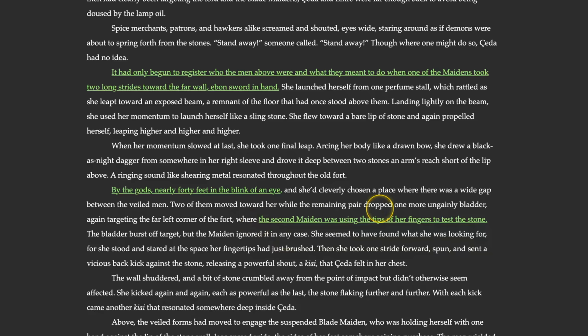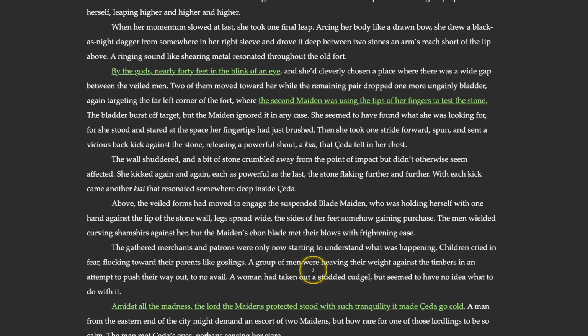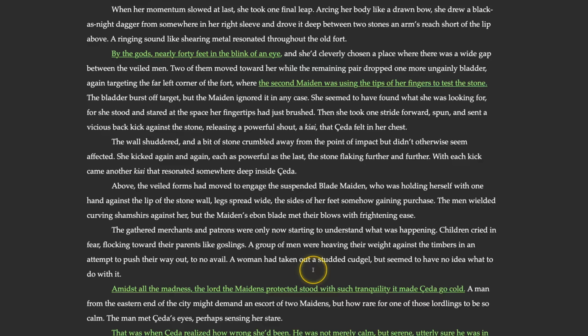And then the other maiden was using her fingers to test the stone, the wall of the tower, this old tower. So she is kind of searching around. She's looking for an escape path, basically. And so she finds a weakened stone, in essence, and then she starts to kick it so she can push it through and form an escape path for her king. And so she does that. She breaks through and does eventually make way.